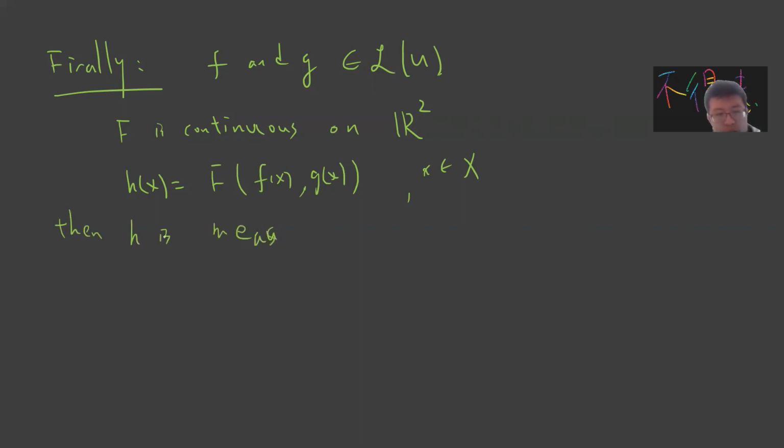So basically, h is measurable. You can take two measurable functions, put them in as components, and use a continuous map to map them, and it still becomes measurable, right? So this is non-trivial, very non-trivial.